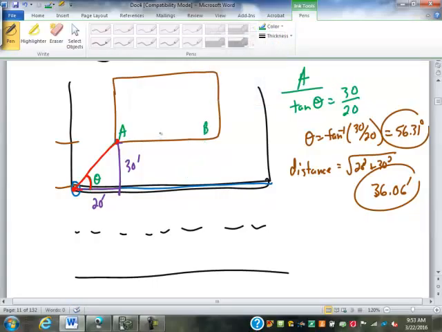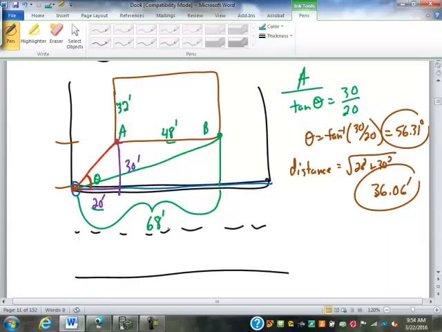Let's say this house is supposed to be 32 by 48. What would be my dimensions to corner B here? What's this dimension going to be? 68 feet. 20 feet plus 48 is 68 feet. What's this dimension going to be? Still 30. That hasn't changed.